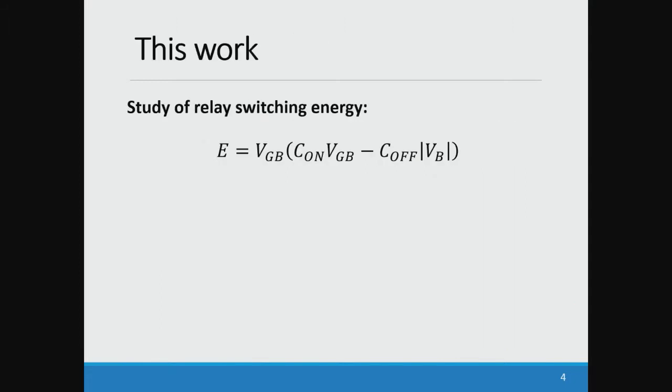In this work, we are investigating the relation between the switch energy and the body bias voltage. Here you can see the body bias voltage, but the relation between those two parameters is not so obvious, because the energy also depends on VGB, the gate to body voltage, which also depends on VB. The energy also depends on the on and off capacitance of the relay, which, for the off capacitance, depends on the body bias voltage.